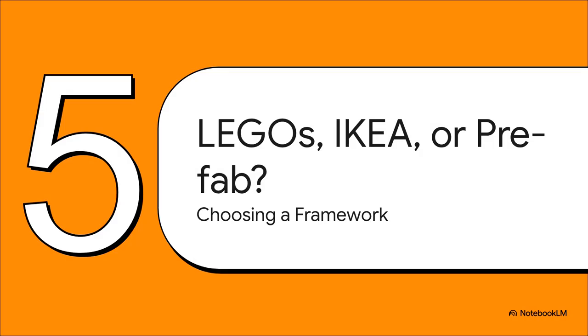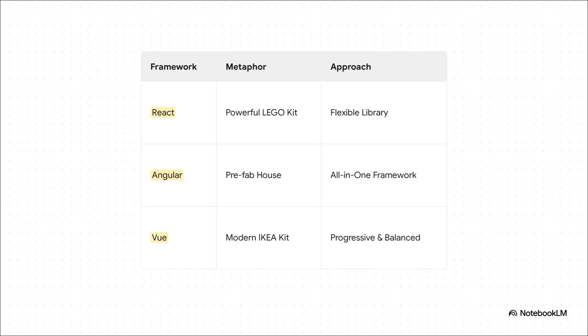So we know we need these smart building kits. But, just like in the real world, they come in different flavors with different philosophies. You have to ask yourself, are you the type of builder who wants a flexible Lego kit, a modern IKEA kit, or a complete prefabricated house? The three giants in the space map perfectly to this idea.